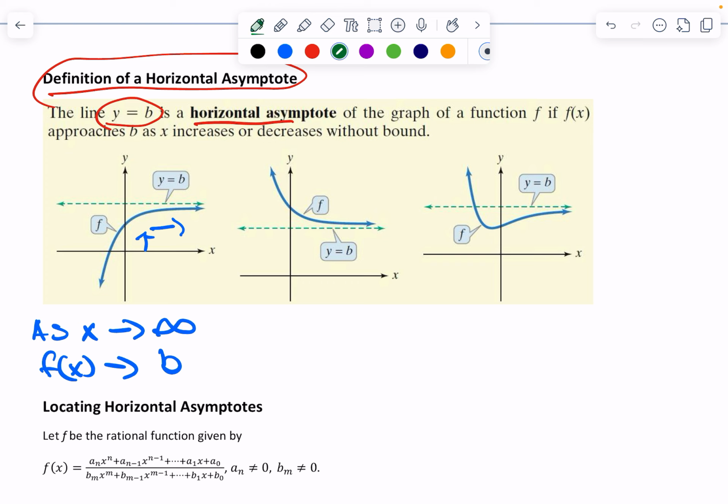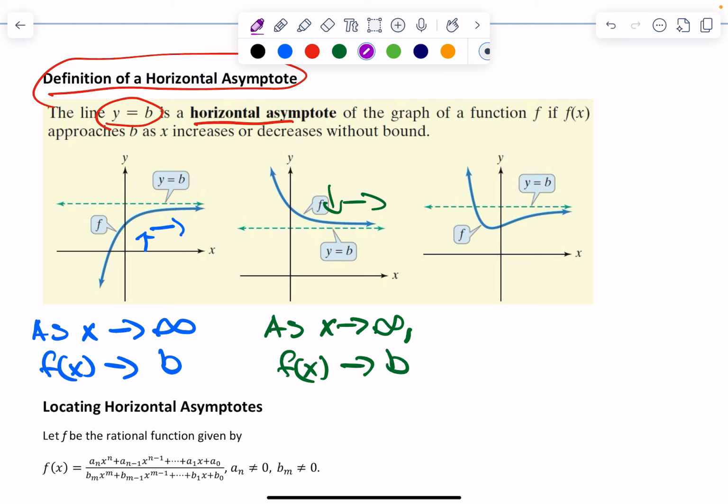In the second one, again, x is approaching infinity, and f of x is approaching b.